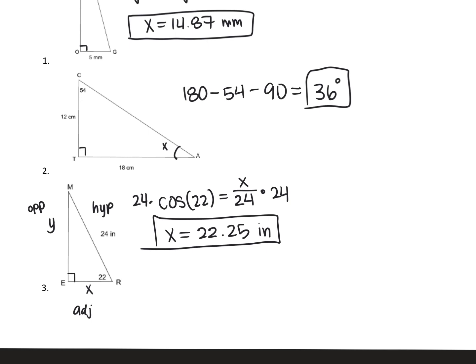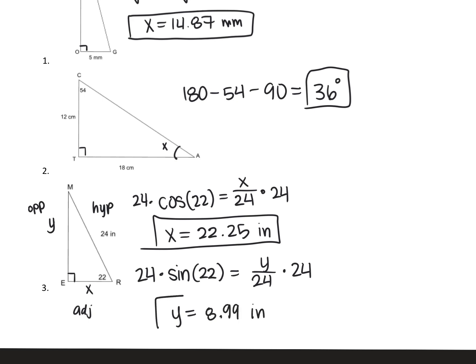To solve for y, again, we know that the opposite is sine. So sine of 22 equals the opposite side y over 24. Multiply both sides by 24. And 24 times sine of 22 is 8.99 inches.